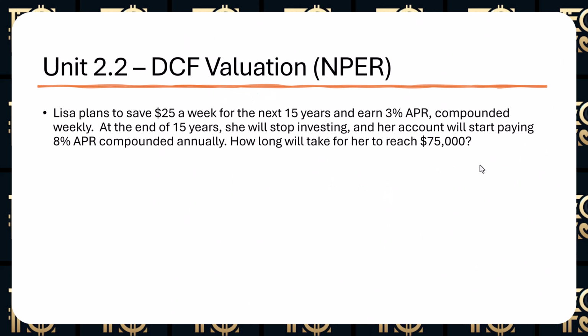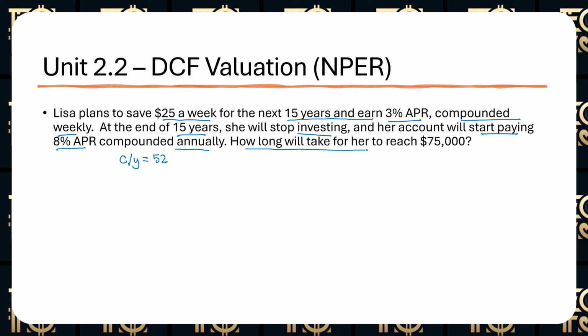Lisa plans to save $25 a week for the next 15 years and earn a 3% APR compounded weekly. That's telling me my compounding periods per year is 52. At the end of 15 years, she'll stop investing and her account will start paying an 8% APR compounded annually. So we've got quite the complicated timeline here. We're going to earn 2 different rates. One's going to compound weekly. The other one's going to compound annually.